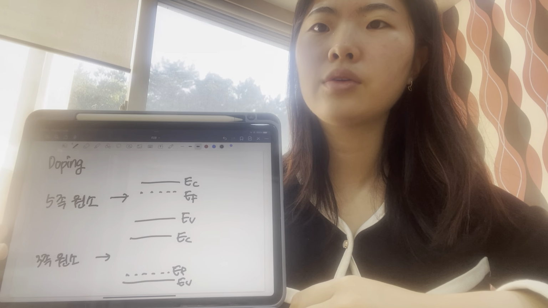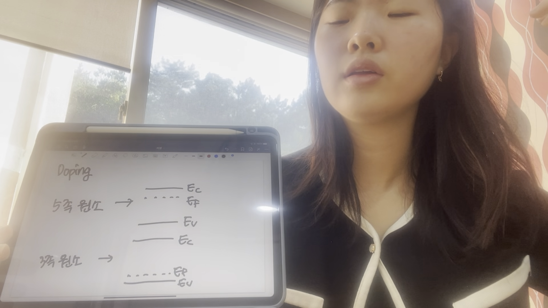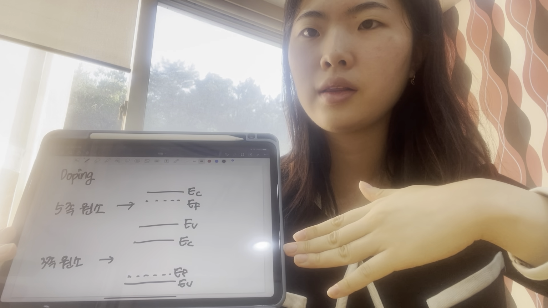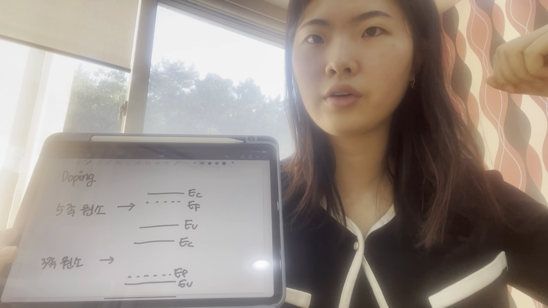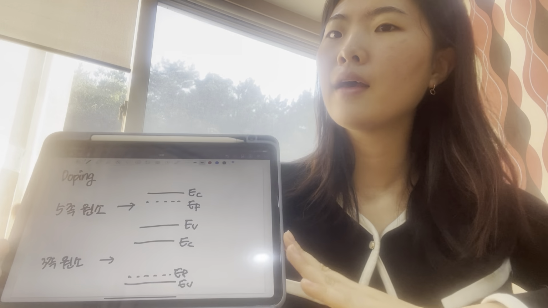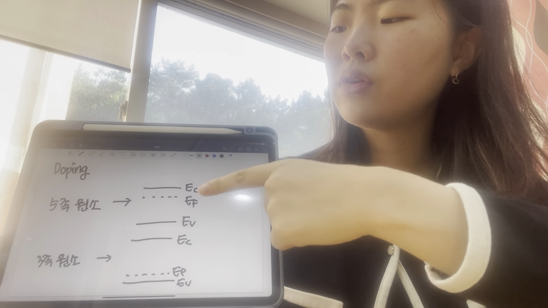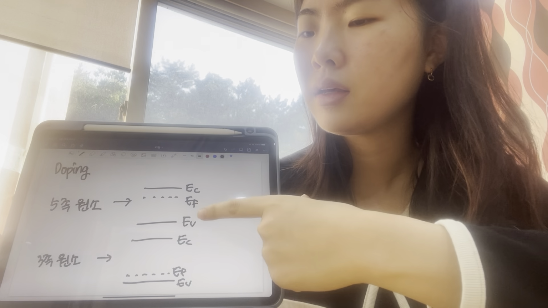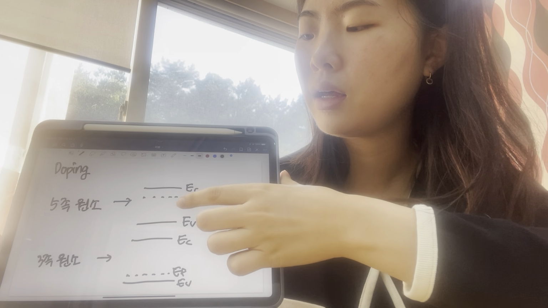And then let's talk about the doping. We put some dopant in the semiconductor, and then we can change the characteristic of the semiconductor. So first, if we put a donor, we can make the semiconductor n-type.